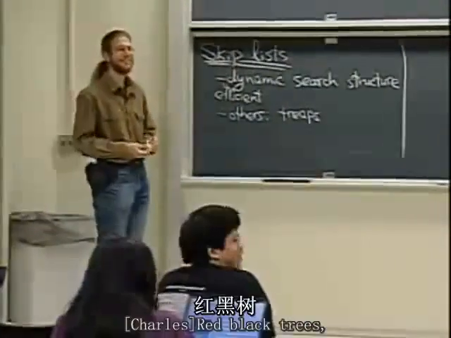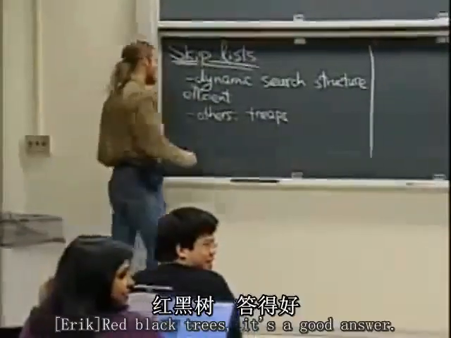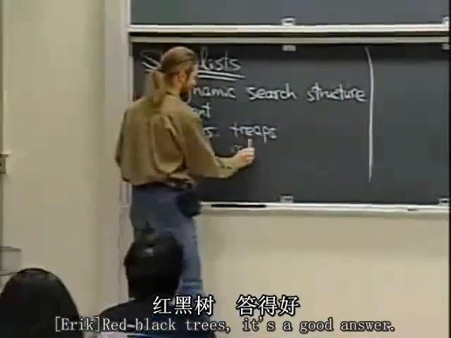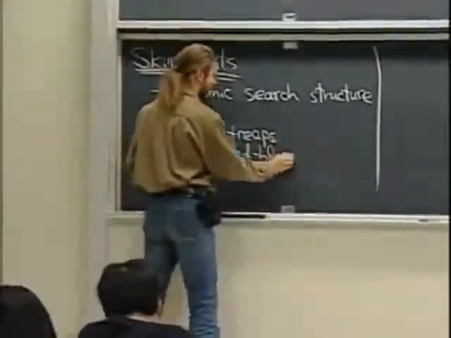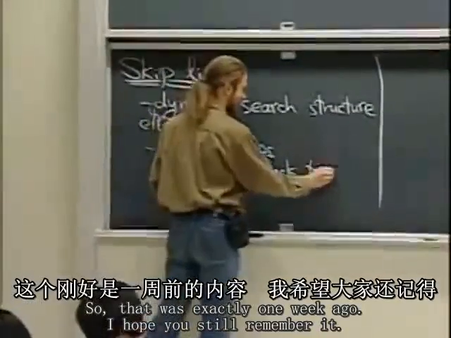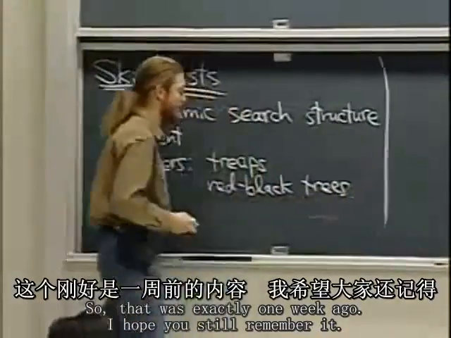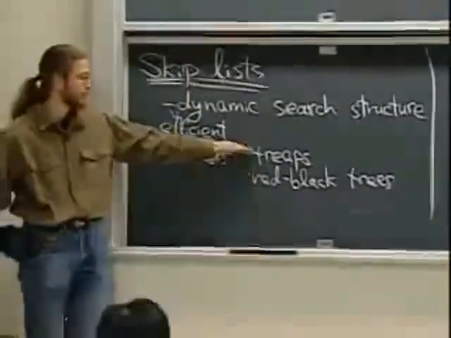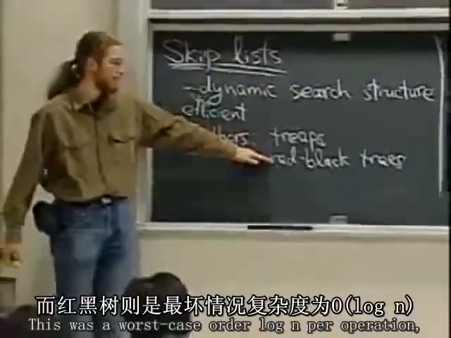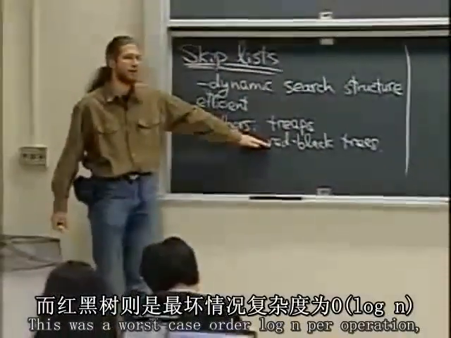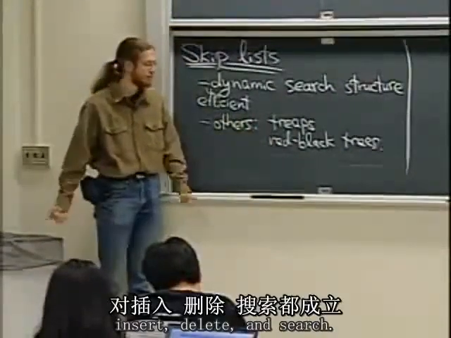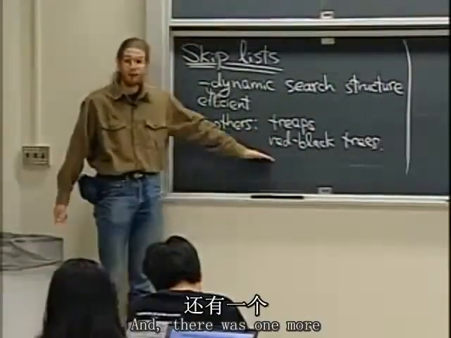Charles. Red-black tree. Red-black tree is a good answer. So that was exactly one week ago. Hope you still remember them. They have guaranteed log n performance. So this was an expected bound, and this was a worst case order log n per operation. Insert, delete, and search. And there was one more.